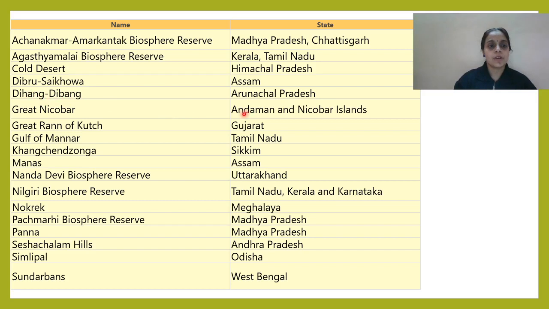Dihang-Dibang in Arunachal Pradesh. Great Nicobar in Andaman and Nicobar Islands. The Great Rann of Kutch in Gujarat. Gulf of Mannar in Tamil Nadu. Khangchendzonga in Sikkim. Manas in Assam. Nanda Devi Biosphere Reserve in Uttarakhand, Nilgiri Biosphere Reserve in Tamil Nadu, Kerala and Karnataka, Nokrek in Meghalaya, Pachmarhi Biosphere Reserve in Madhya Pradesh, Panna in Madhya Pradesh, Seshachalam in Andhra Pradesh, Similipal in Odisha, and Sundarbans in West Bengal.